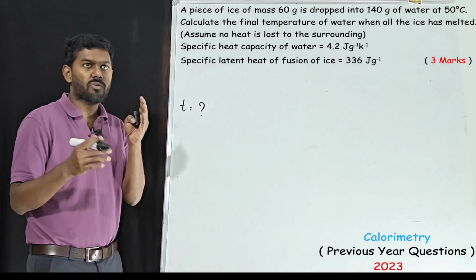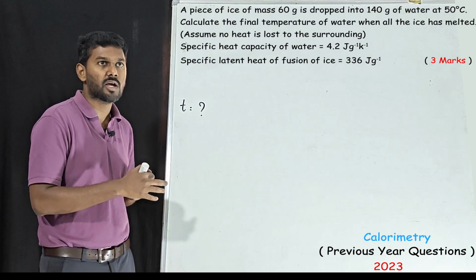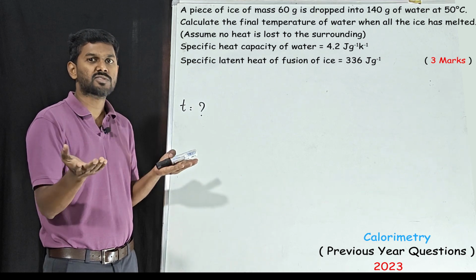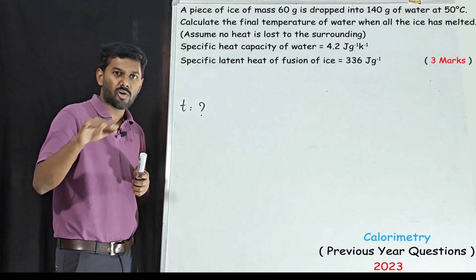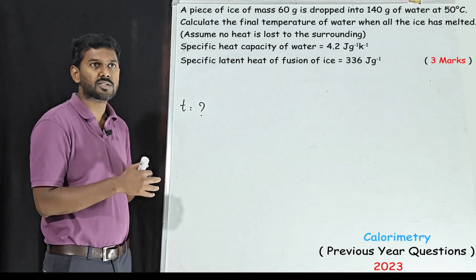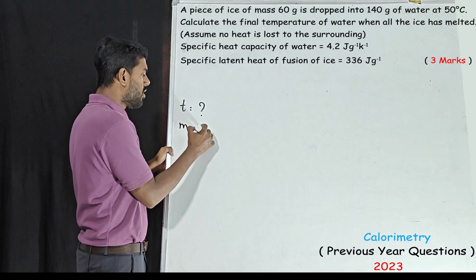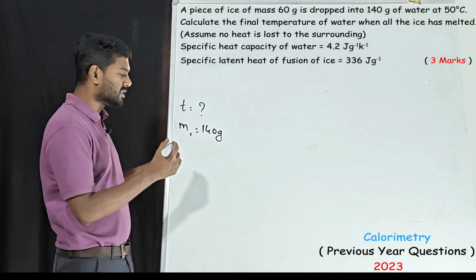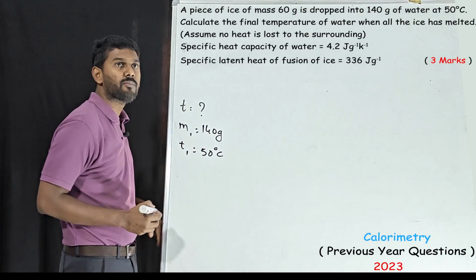We always assume the warm or hot object as the first object. So here we are adding ice to water. Ice and water, which is warmer? Water. So that will be our first object. If you follow this procedure, there will be no confusion about M1, C1, all those things. So M1, mass of water, is 140 gram. Then the temperature is 50 degrees.